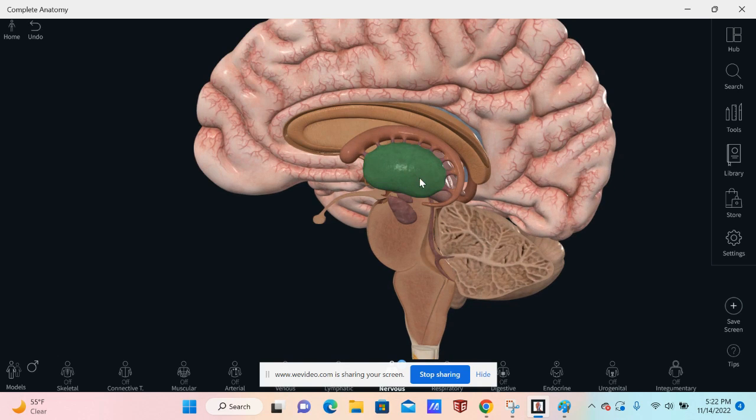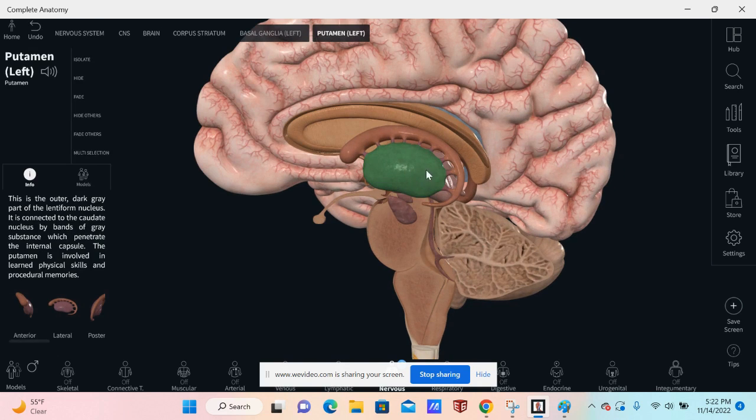So the putamen here is a receiving part. It's going to transmit information that it gets down from the cerebrum, the primary motor cortex, going to pass it along, and working hand in hand, it's going to assist in initiating muscle movements in the body.